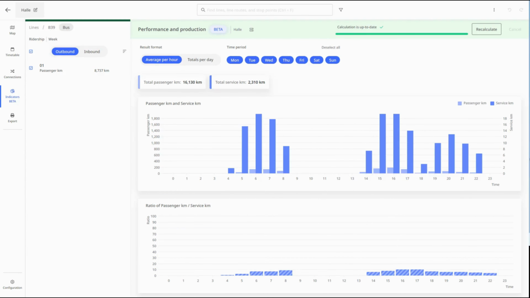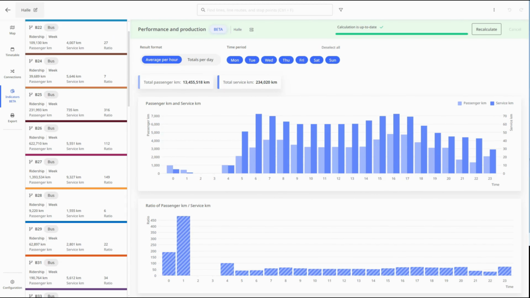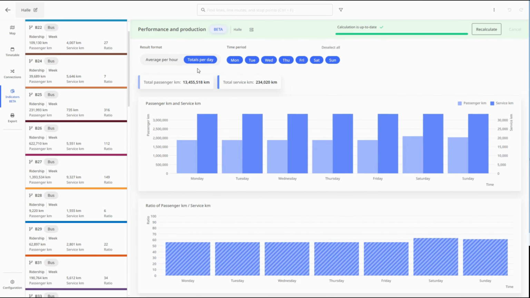PTV Lines calculates passenger kilometers or miles for each line, offering a more accurate measure of usage than just counting passengers. This metric captures the total distance traveled by all passengers and helps identify popular routes and guides service planning and resource allocation. Service kilometers or miles indicate the total distance operated by transport services, reflecting service availability and costs.